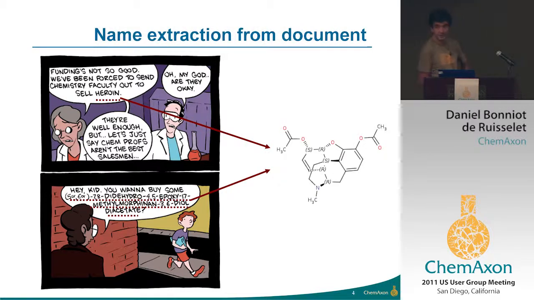Then if you have a document, you have a prior problem, which is to find where in the document the names occur. So if you have the whole document, you will use a tool which will tell you, oh, here it is. Using a dictionary, you can find that this looks like a name, and then I pass it to the name to structure. It's the same problem when it's an IUPAC name. So this is name extraction from document, or document to structure. This is the name of our product.